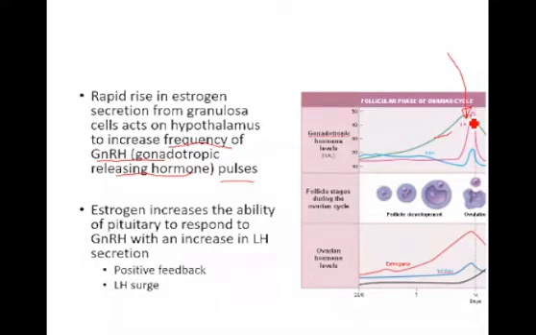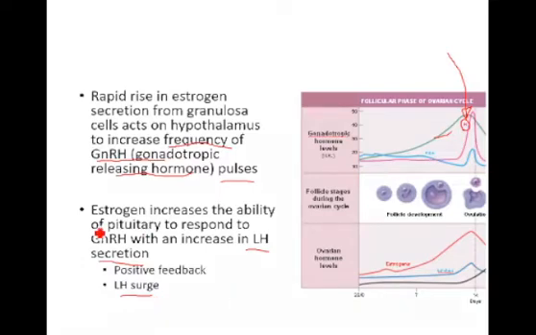So this gonadotropin releasing hormone is just for triggering the pituitary gland hormones to be produced or secreted. The estrogen increases the ability of the pituitary gland to respond to the hormone from the brain with an increase in LH secretion. Therefore, because of the pulse frequency increase, it will trigger the LH surge. We say this is the LH surge, a sudden increase of LH to a maximum level. And this is a kind of positive feedback of the estrogen action.